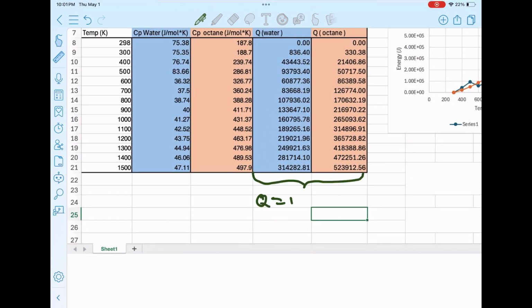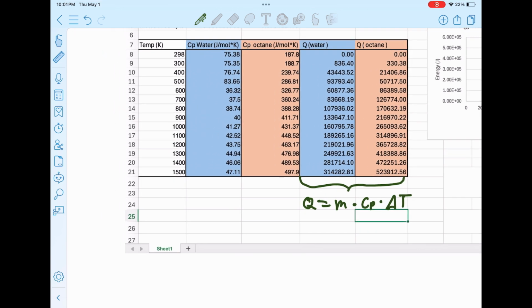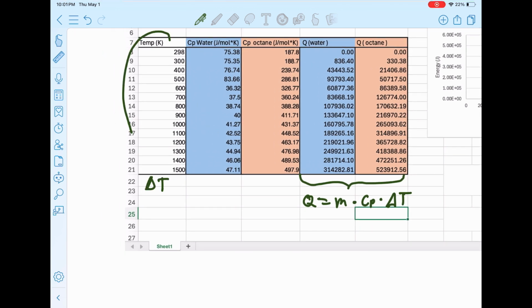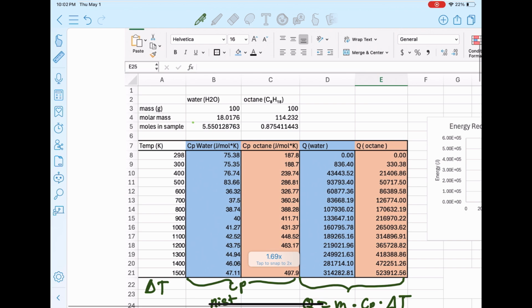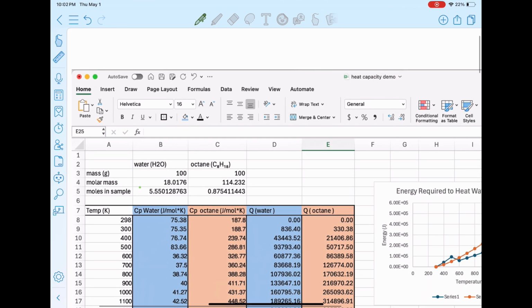Okay, so here you can see where I calculated Q in joules, the energy needed to reach that specified temperature, which I did using that same formula, multiplying the mass, the specific heat, and the change in temperature. And right here I'm just showing where I got all my variables to plug in.